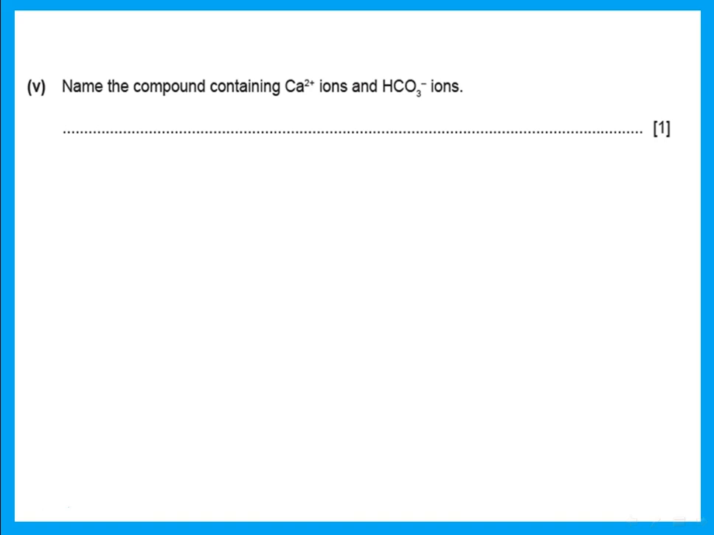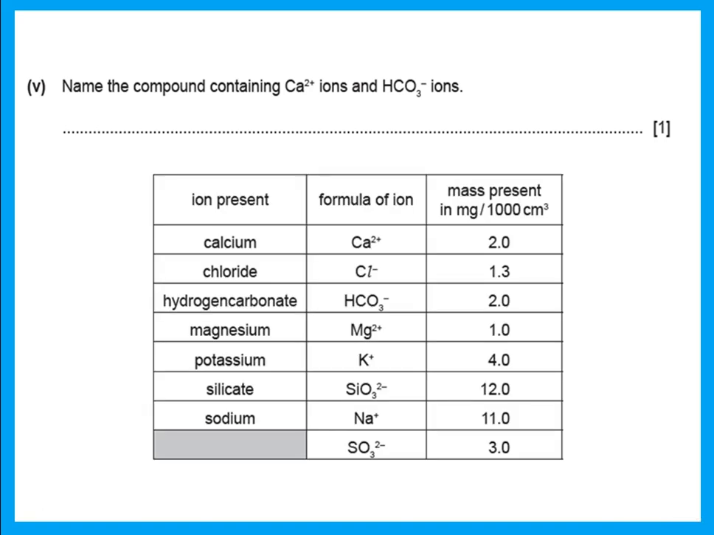Name the compound containing Ca2 plus and HCO3 minus. Well, Ca2 plus is calcium ion. So this is calcium something. Now, what is HCO3 minus? Well, get it from the table. He wrote the name of that. That is hydrogen carbonate. So the compound would be calcium hydrogen carbonate.